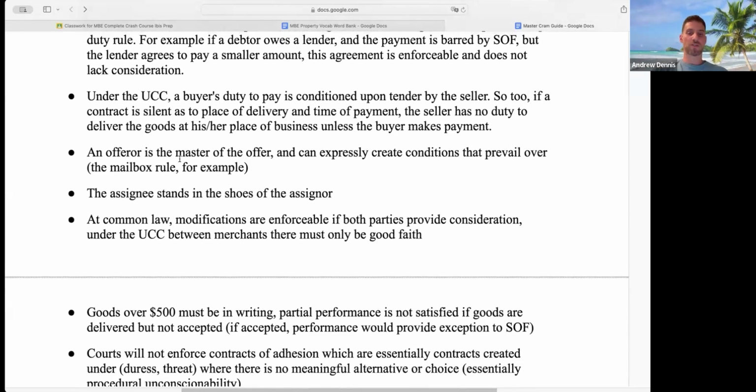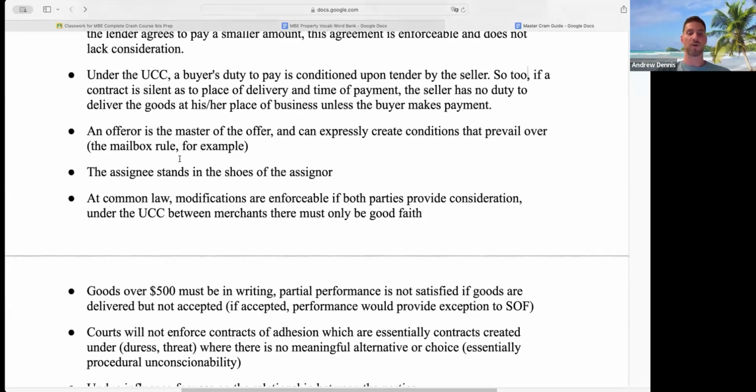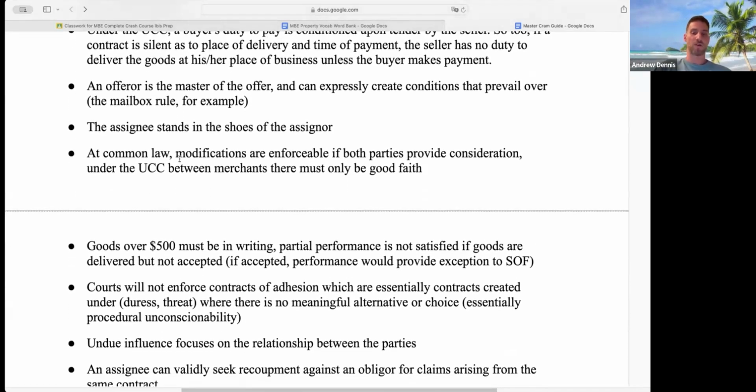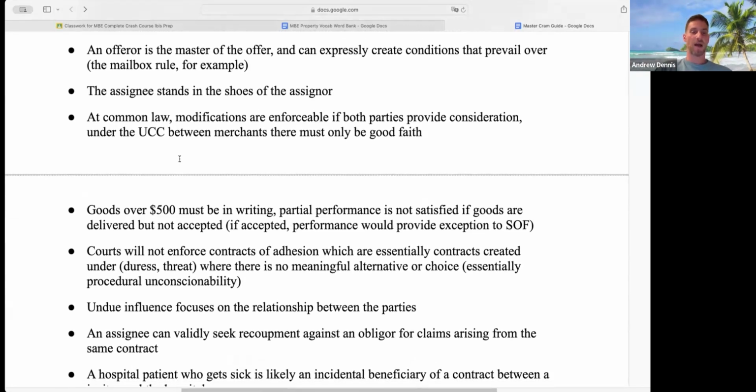An offeror is the master of the offer and can expressly create conditions that prevail over, let's say, the mailbox rule. If it says the acceptance must be received by this date, that would prevail over the mailbox rule because the offeror is the master of the offer. The assignee stands in the shoes of the assignor. Repetitive, we like repetition. At common law, modifications are enforceable if both parties provide consideration. Under the UCC between merchants, there must only be good faith. Now remember, there is the modern trend at common law where if the modification is to remedy a circumstance that was unforeseeable by both parties at the time of the agreement and it's in good faith, we will allow that modification without consideration.